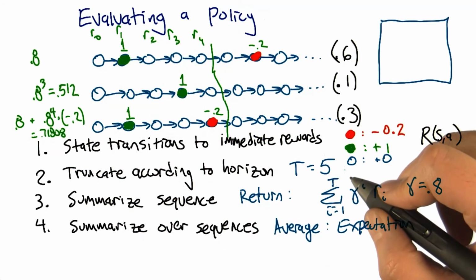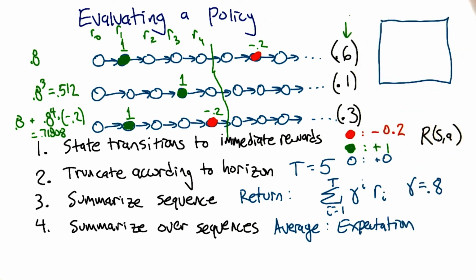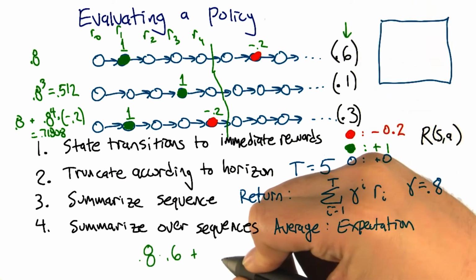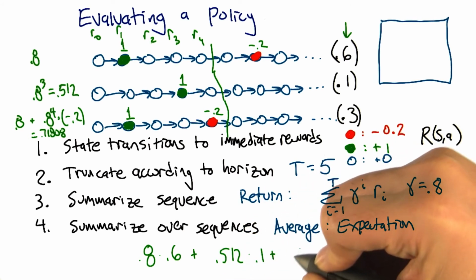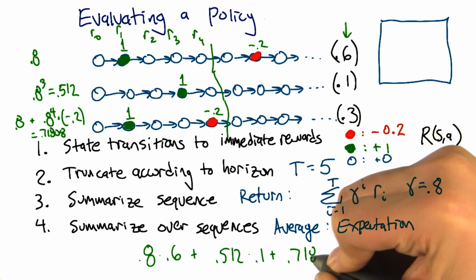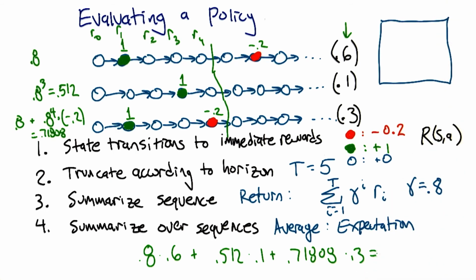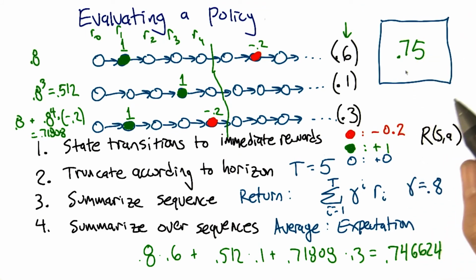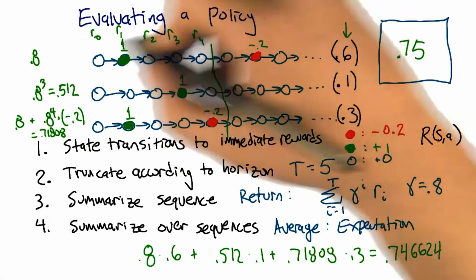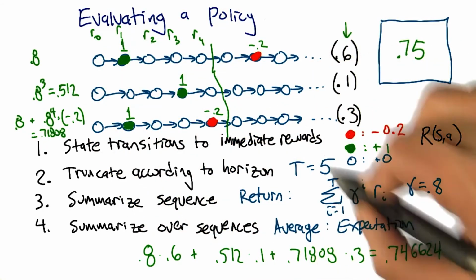And so we just have to add those together and get an average, but a weighted average. So it's going to be 0.8 times 0.6 plus 0.512 times 0.1 plus 0.71808 times 0.3. When you work that out, you get something that's very close to 0.75. So that's the summary of the outcomes of this particular policy according to these various parameters that we've chosen.